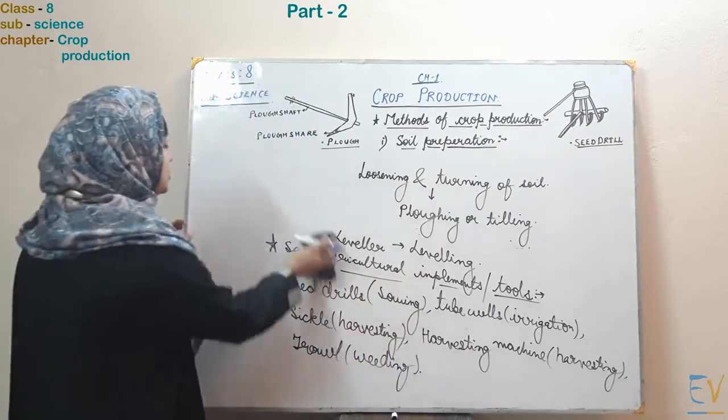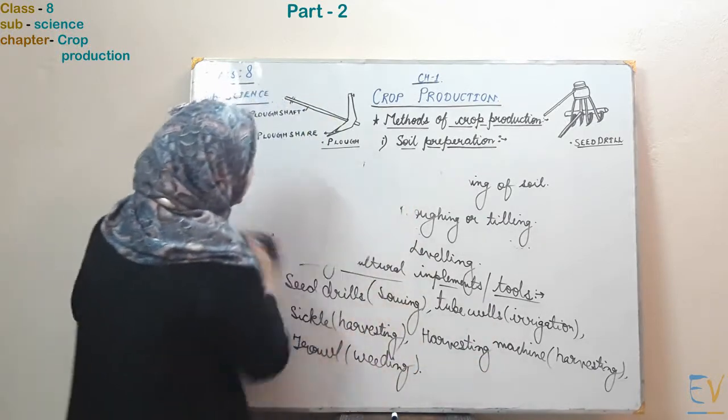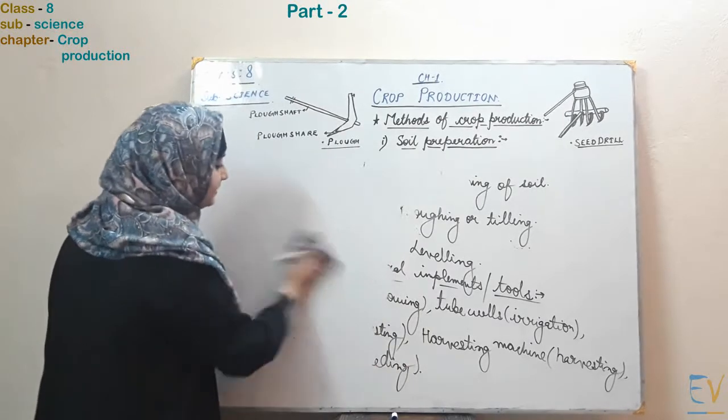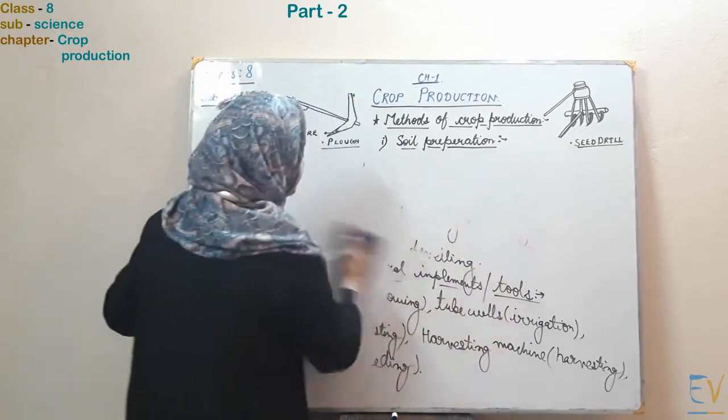Okay. Now the next topic is seed selection and sowing. This is another method of crop production.